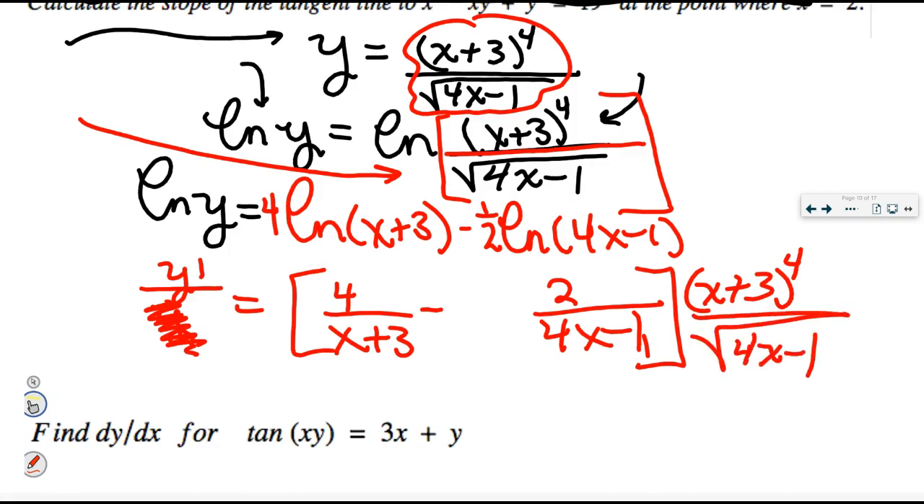So, logarithms as an aid in taking a derivative. I will put one of them on your next test as a bonus.